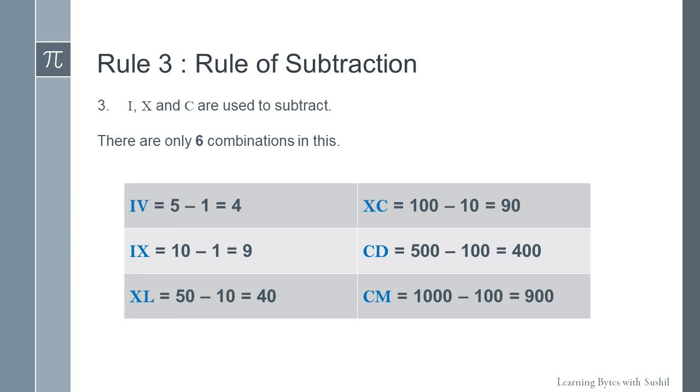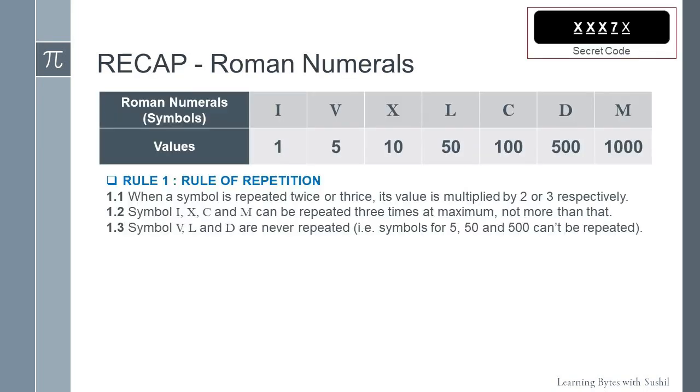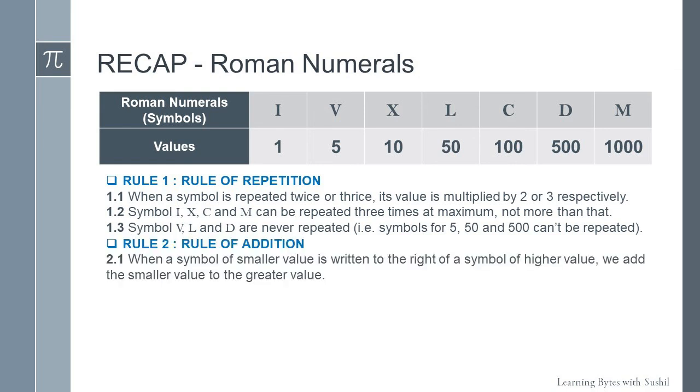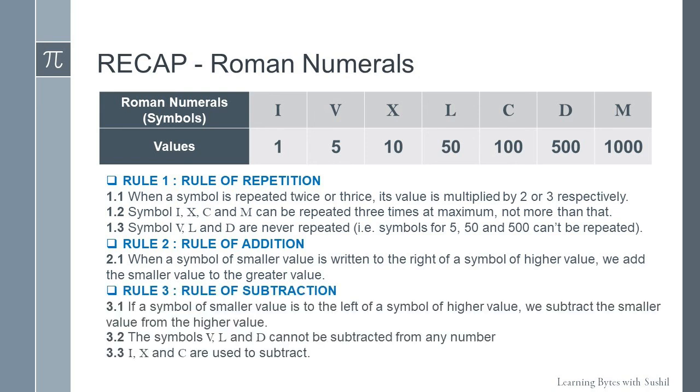So wasn't that interesting? So guys, yes, we learned 3 rules. If you keep these 3 rules in mind, you will be able to form any kind of Roman numbers. Trust me. So let's do a quick recap. Roman numerals can be represented with 7 different alphabets, that is I, V, X, L, C, D and M. V, L and D cannot be repeated, neither can be subtracted. Okay. And then we learned 3 rules. Rule number 1 was rule of repetition. Rule number 2 was rule of addition, and rule number 3 was rule of subtraction.